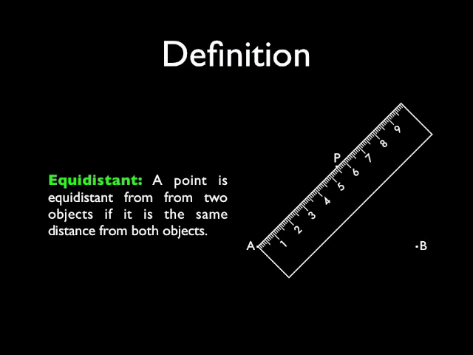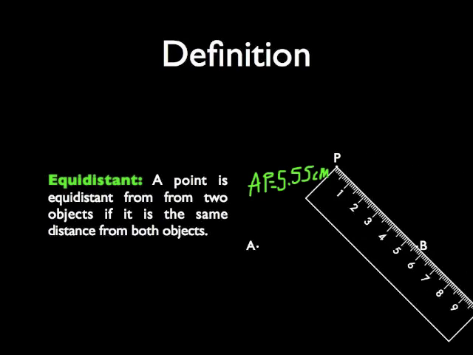So for example, in our figure here, you will notice that point P happens to be about 5.5, actually it's a little bit more than 5.5, so let's go with 5.55 centimeters away from point A. You will also notice that point P happens to be about 5.55 centimeters away from point B. So therefore we say that P is equidistant from points A and B.